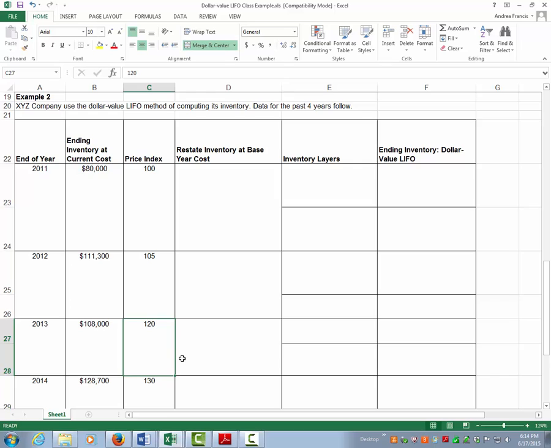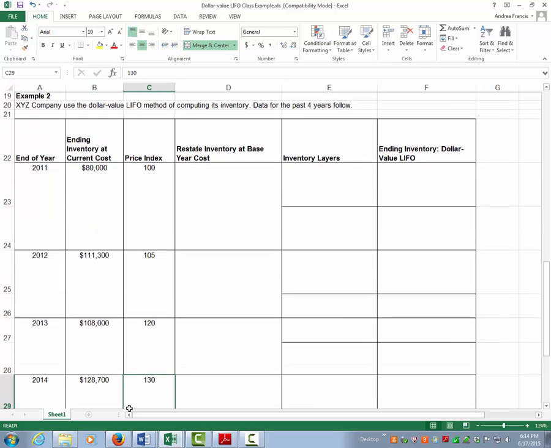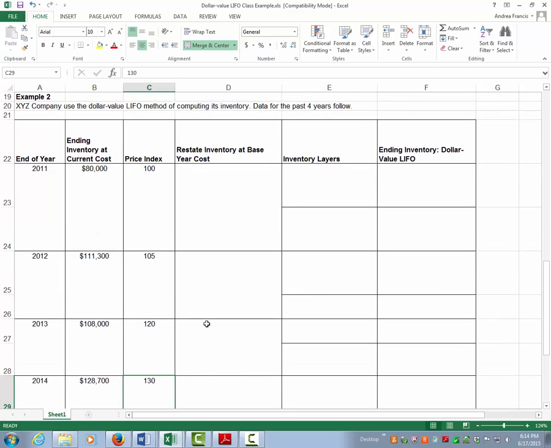In 2013, the price index is 120. That means that prices have increased by 20% between 2011 and 2013. You're always referring back to the base year or the first year. And then in 2014, the price index is 130, which means prices have gone up by 30% between 2011 and 2014, which is quite a substantial increase.